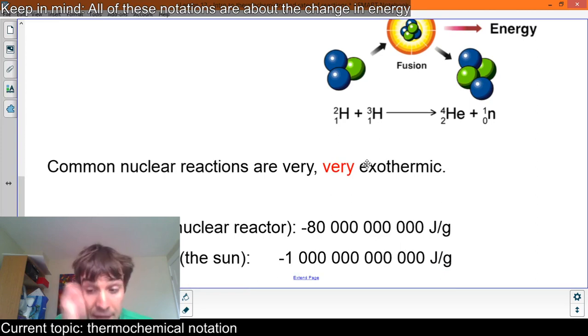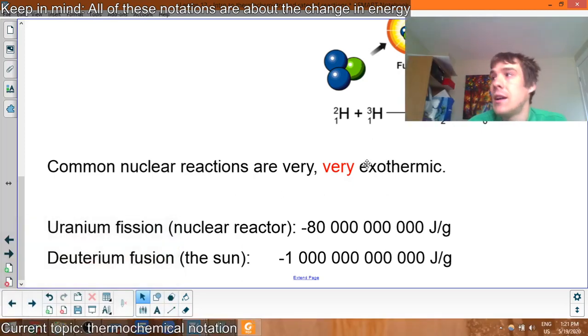Right? If you remember back when we talked about it, a physical change was about 2,000 joules per gram, and a chemical change was about 14,000 joules per gram. A nuclear reactor, like a fission reactor, is 80 million joules per gram of uranium. So it's thousands of times stronger than a chemical reaction. And then fusion is even another level past that. It's 1 billion joules released.